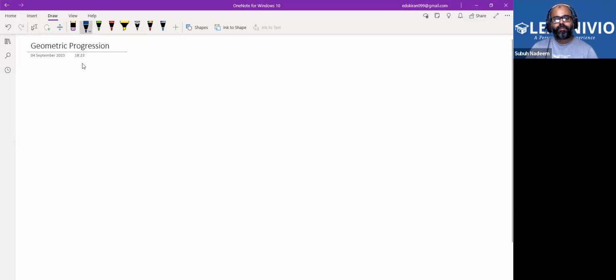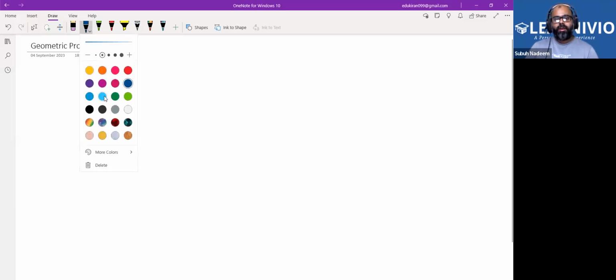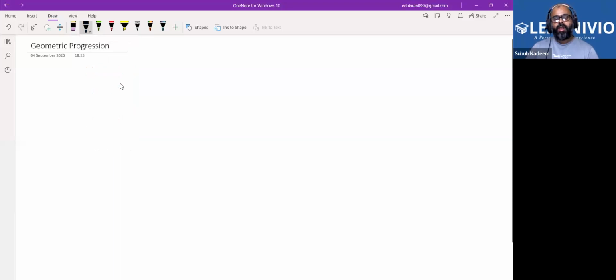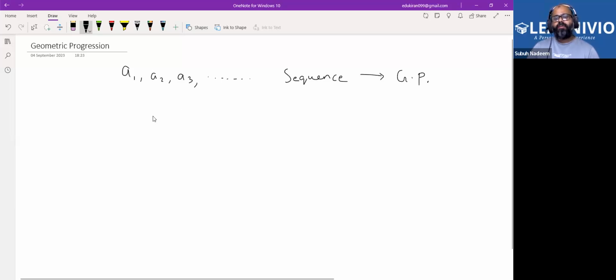Like we have A1, A2, A3, and so on. It is a series or sequence, whatever you can tell here, and it is called geometric progression. It is a GP. So in AP, we studied that the difference is common. A2 minus A1 is equal to A3 minus A2 is equal to A4 minus A3. So there is a common difference in AP.